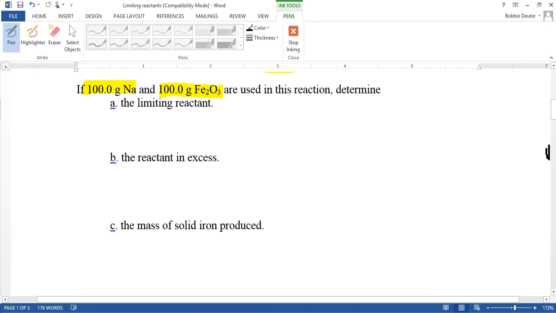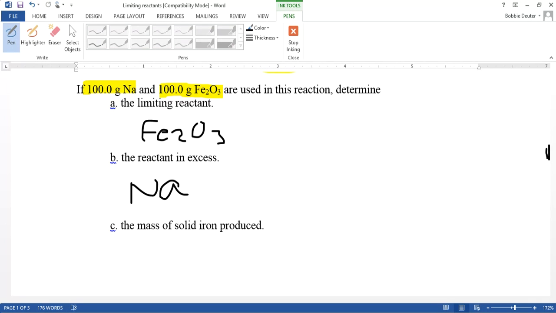All right. So our limiting reactant is going to be our Fe2O3, and our excess reactant is going to be sodium because we had more moles of sodium than what we actually needed. So now we have to find the mass of the solid iron product. So here's the big key for this.